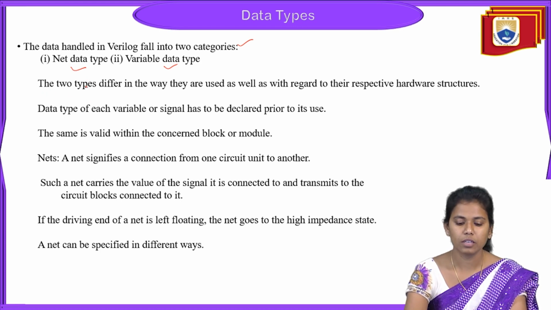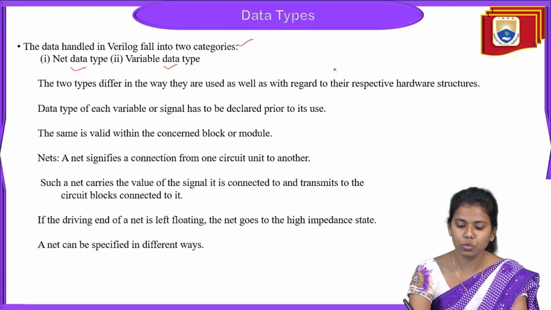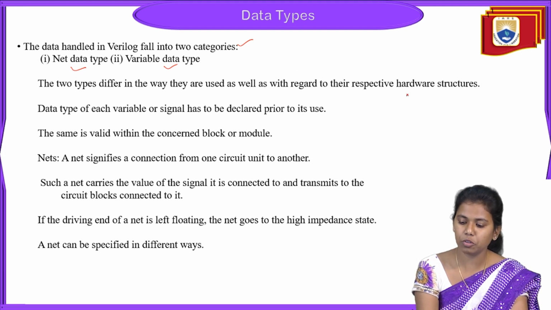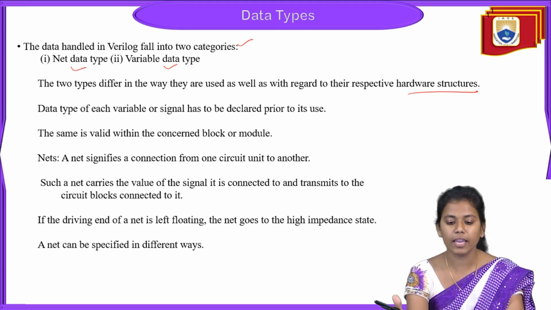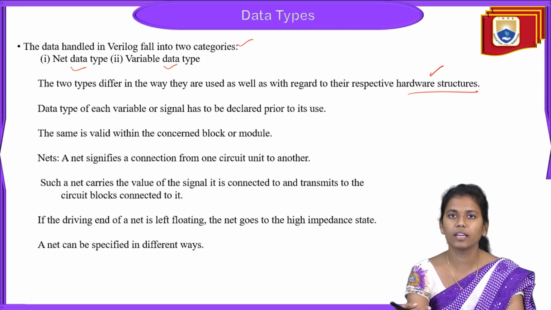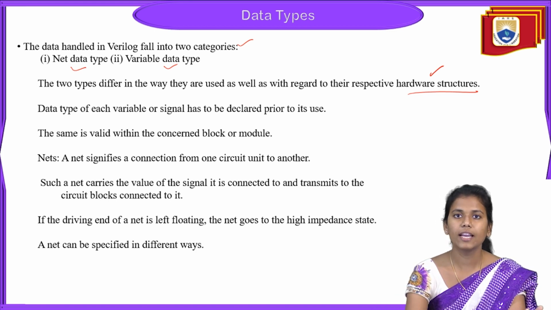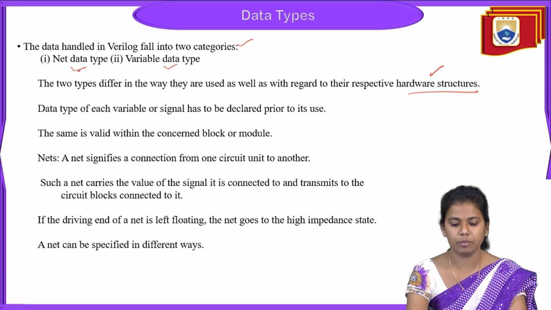The 2 types differ in the way they are used as well as with regard to the respective hardware structure. Based on the hardware structure of a particular module, we can categorize what sort of data type we can use, either net data type or variable data type. It all depends on the hardware structure we are considering.